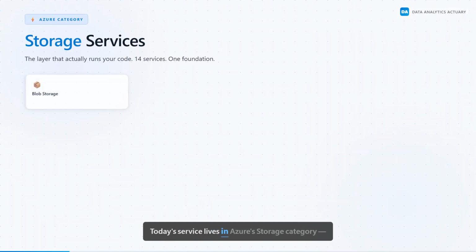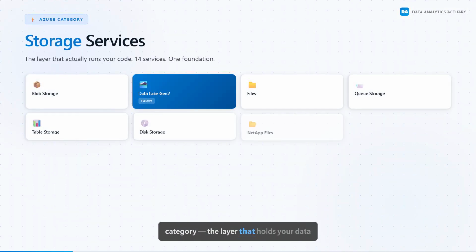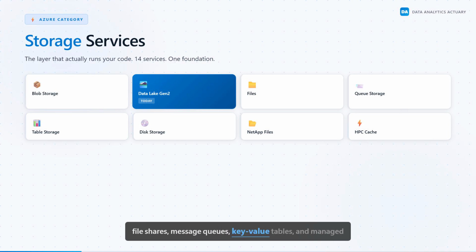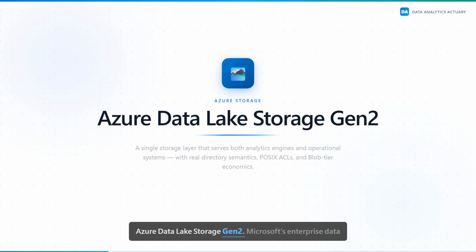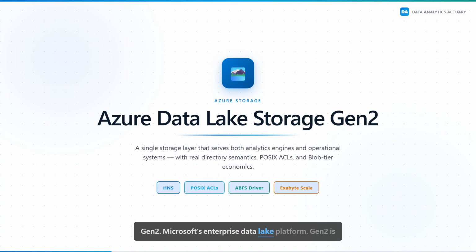Today's service lives in Azure's storage category, the layer that holds your data at rest. Within storage, you have object storage, file shares, message queues, key value tables, and managed disks. Data Lake Storage Gen 2 is blob storage's big data evolution. It adds a hierarchical namespace and POSIX-style access control that analytics engines like Spark and Synapse depend on. It bridges the gap between cheap object storage and enterprise data platforms. Azure Data Lake Storage Gen 2, Microsoft's enterprise data lake platform.